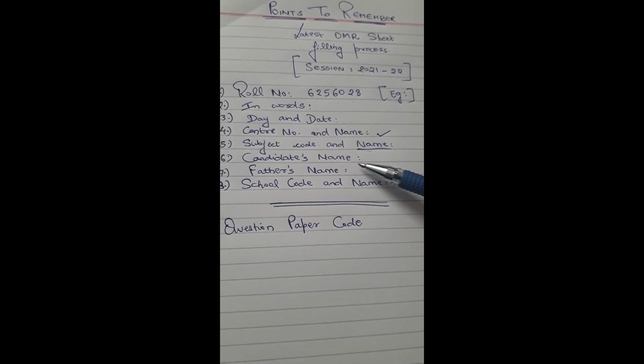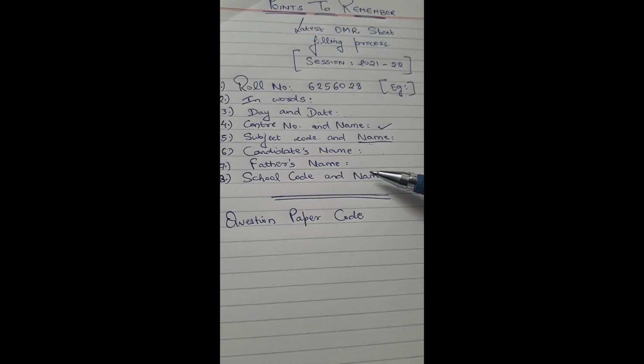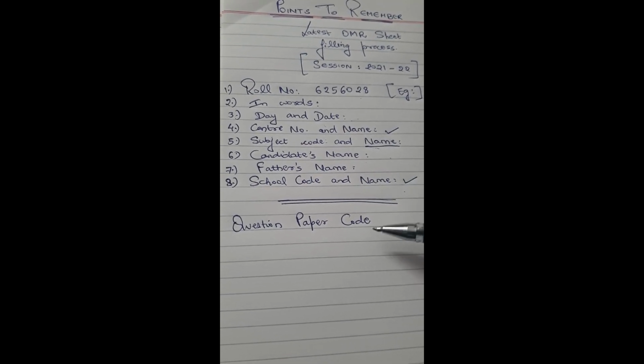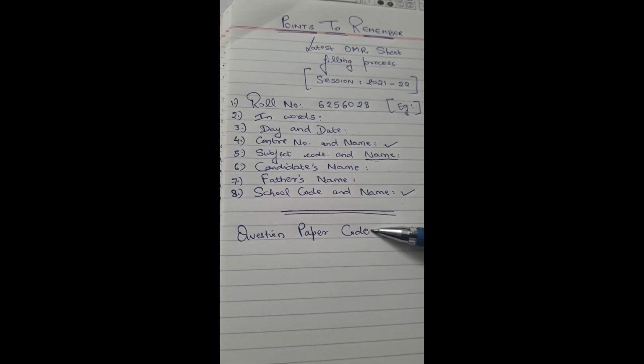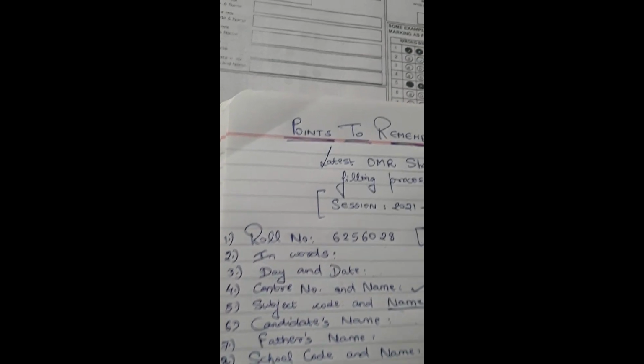Then candidate's name, of course, it has to be in capital letters. Your full name, you're going to write your full name here. The father's name also is going to go in full. Then on the right hand side, there is going to be this question paper code. So the question paper code will also be mentioned, like the name itself tells you, on the question paper.